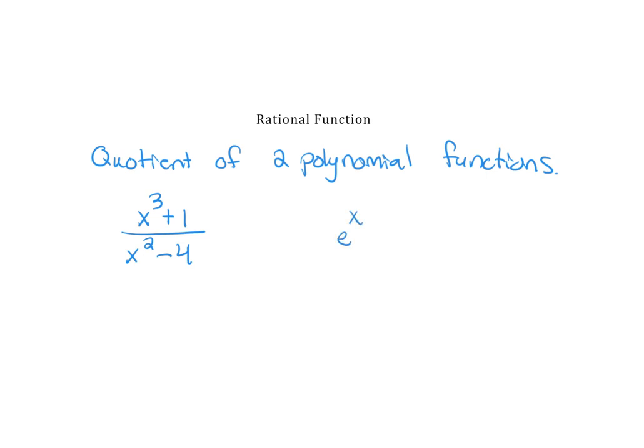For example, if we have e^x over the square root of x, neither of those are polynomials. So just because there's a fraction does not mean it's a rational function. This is specifically a polynomial divided by another polynomial.